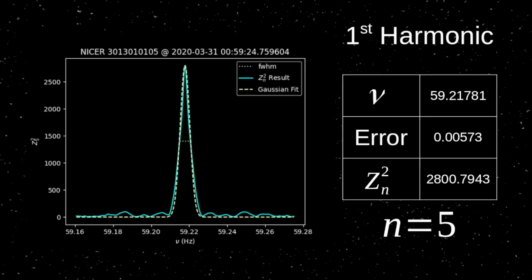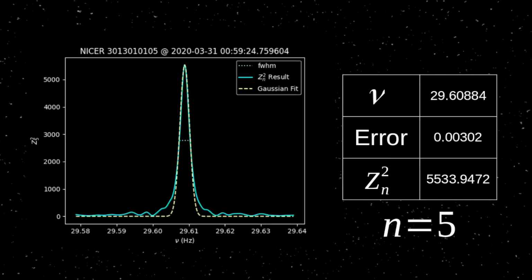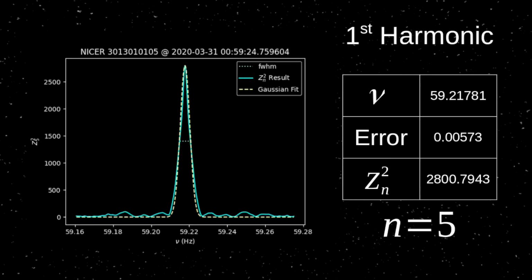we can see that this continues to grow, but once we reach z5 squared, which is where I decided to stop with this, we get a z5 squared value of 2,800, whereas on the same data set, for the expected frequency related to the spin frequency of the Crab pulsar, we get a z5 squared value of 5,533, which means that now this frequency is the dominating frequency in the domain.